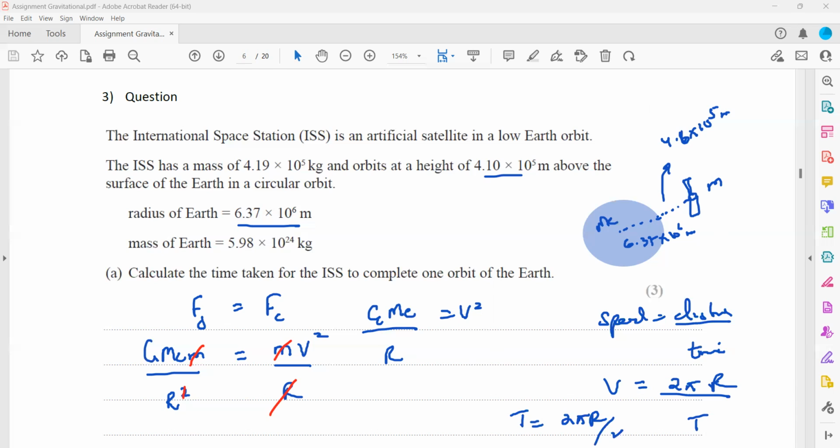That is about 5,500 seconds. So just substitution is there. I'm not substituting the values. The gravitational constant is there. Mass of Earth is there, and R is the distance. Take the root and you will get the value for V. After getting the value for V, you already have R. So 2 pi multiplied by R divided by V, you will get the time period.